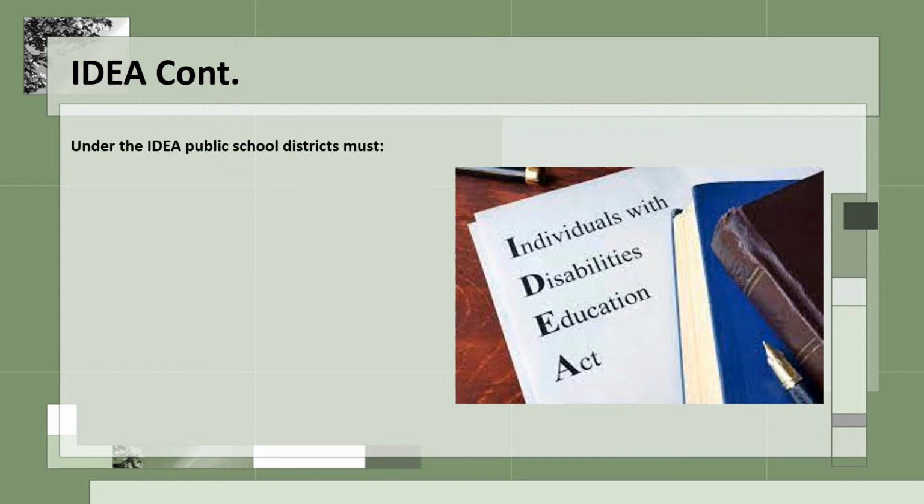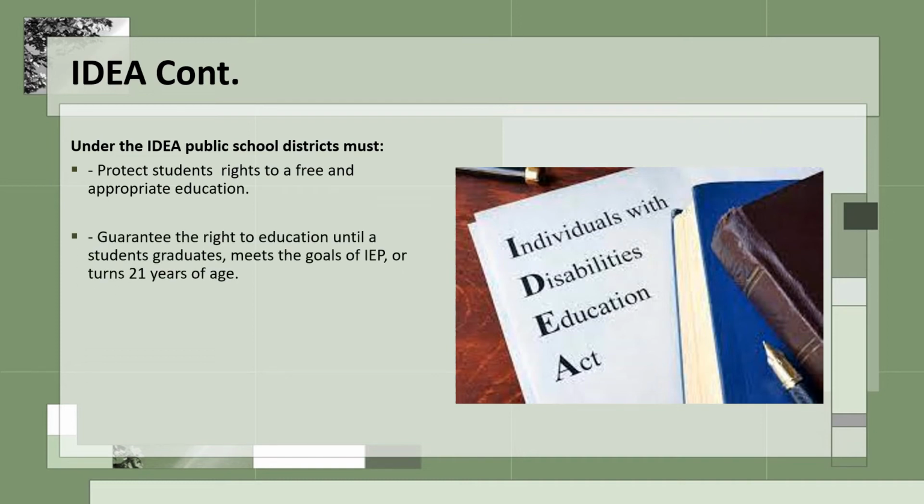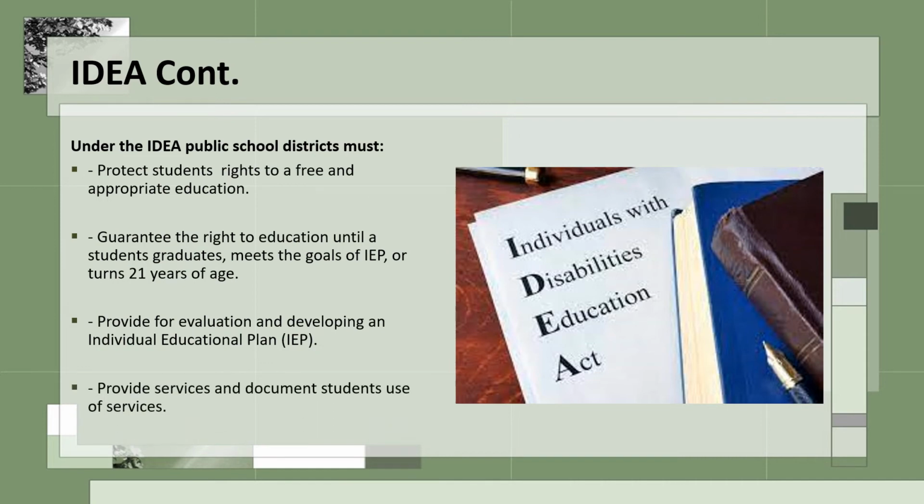Under the IDEA, public school districts must protect students' rights to a free and appropriate education, guarantee the right to education until a student graduates, meets the goals of the IEP, or turns 21 years of age. It also provides for evaluation and developing an individual educational plan, also known as IEP. It provides services and documents students' use of services.